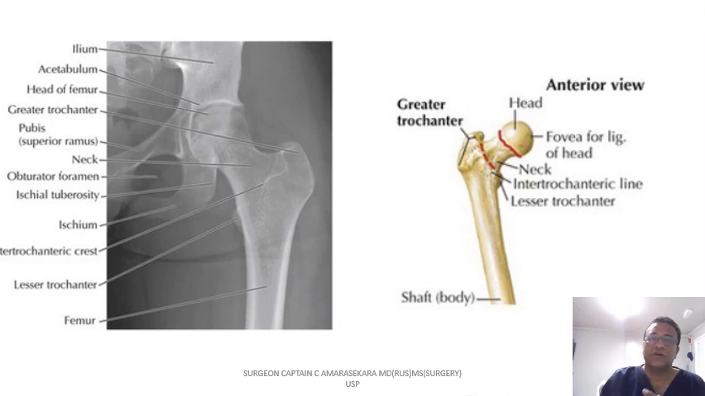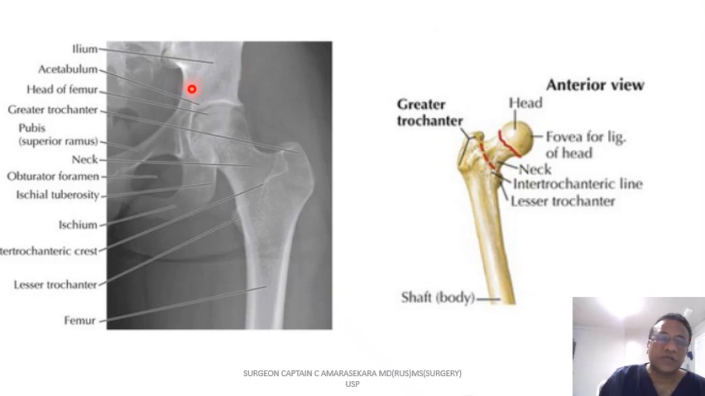This slide presents two complementary views. On the left, a labeled X-ray image of the pelvis and upper femur. On the right, you can see the anterior view of the proximal femur. Let's begin with the pelvis. You will notice here three major bones forming the hip: the ilium, pubis and ischium. So they all together form the pelvic bone.